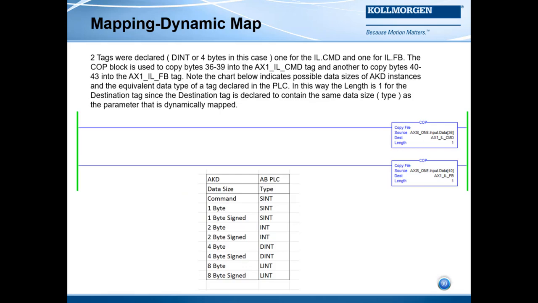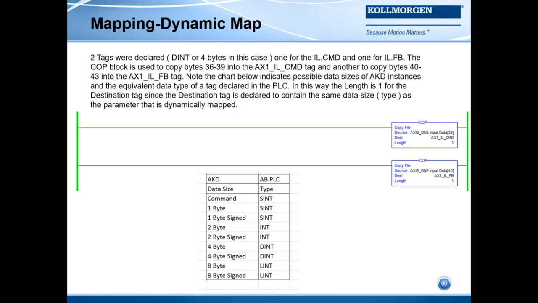2 tags were declared in the controller tag database. Double ints are 4 bytes in this case, one for il.cmd and one for il.fb. If you look at the 2 rungs below, the COP or copy block is used to copy bytes 36 through 39 into AX1_il_cmd, and another to copy bytes 40 through 43 into AX1_il_fb tags.